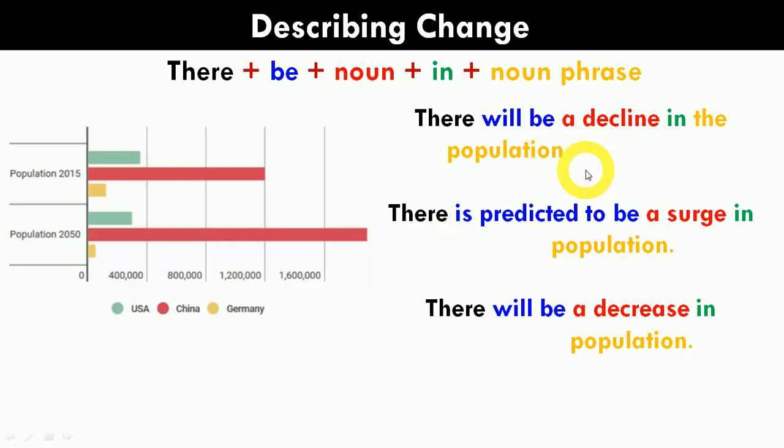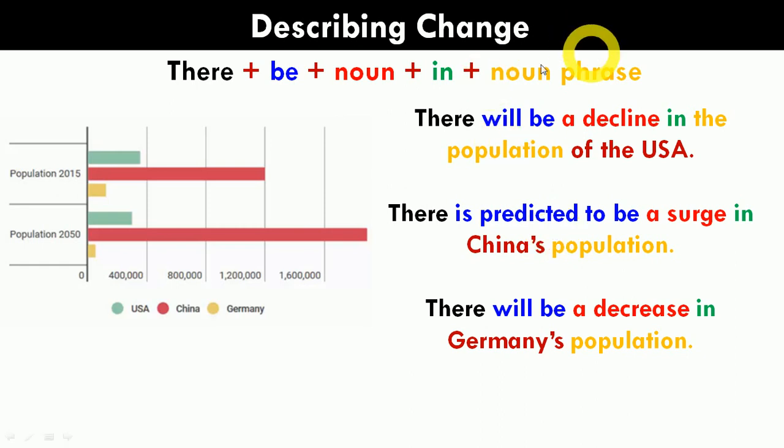Now we have to insert the information about the country as well. In this way we can insert the information about the country. The first option is at last. So there will be a decline in the population of the USA. If I want to use apostrophe s, then in this way. Generally the information about the country will stick to the noun phrase because the entity is there. So what is changing? Population. Population of USA, population of China, or population of Germany. So generally you can put the name of the country around the noun phrase. So this is one option. Another option is China's population, and in the same way Germany's population.